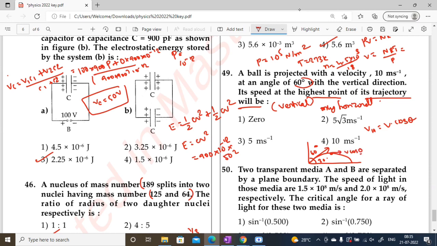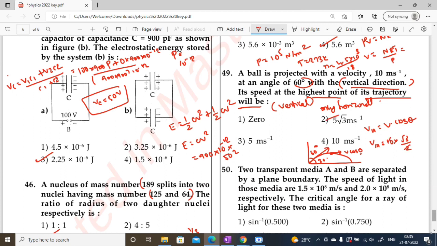I didn't notice it. This word is very important. See this keyword, I note it down. This is the vertical direction, which means it makes a total angle of 90. So if the remaining angle is 30, v cos theta is what I'm trying to find. Horizontal is 10 into cos 30, which is root 3 by 2. When I solve this, it is 5 root 3 meters per second, right?